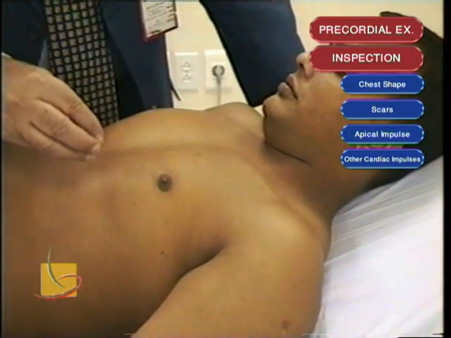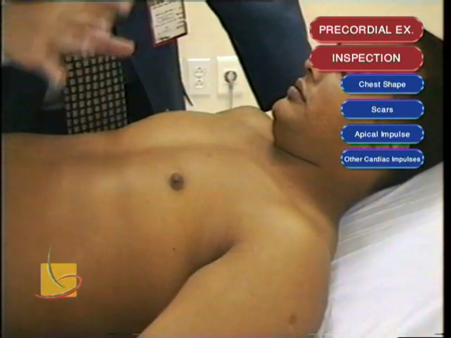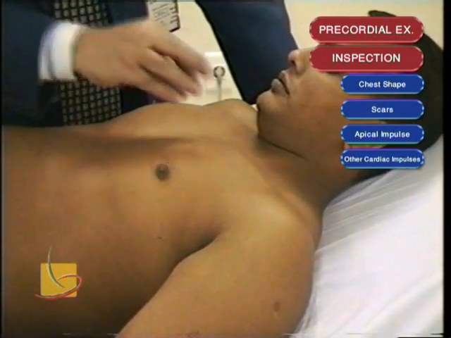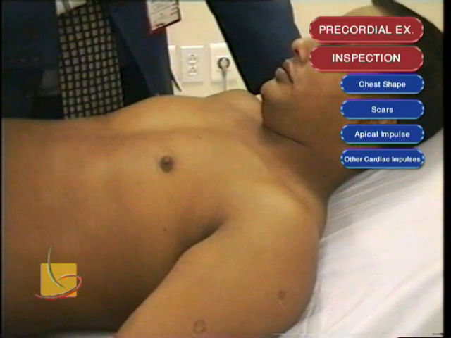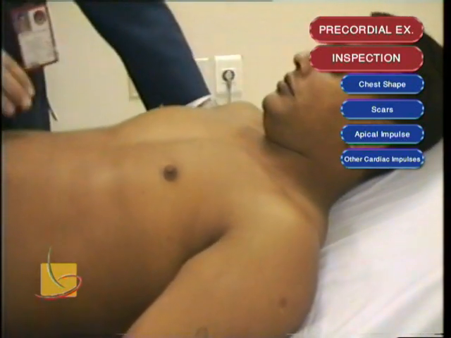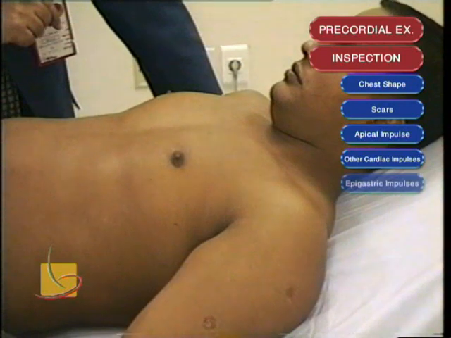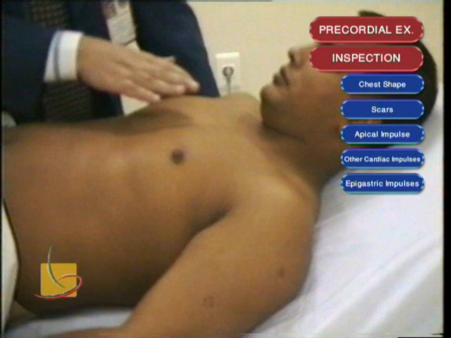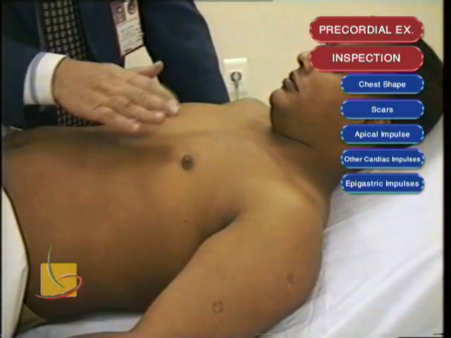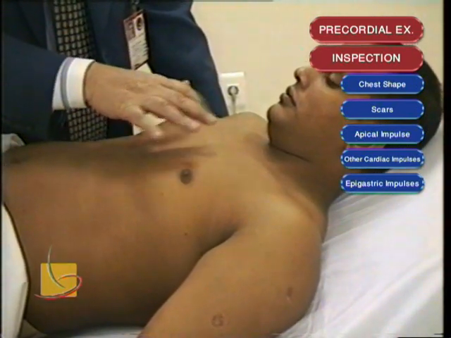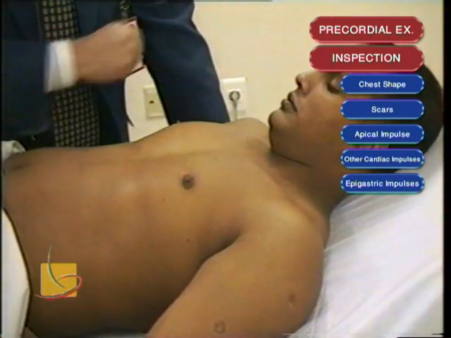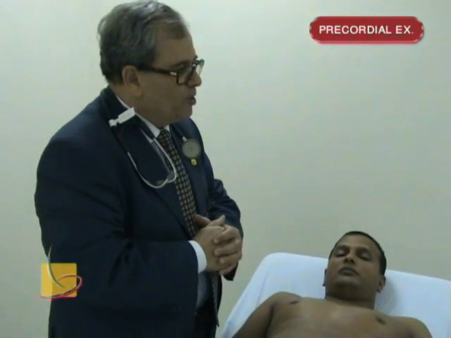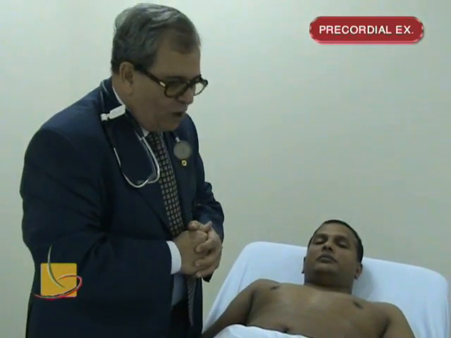Again, apical impulse and its rough position. Then left sternal border if there is any pulsation, pulmonary area if there is any pulsation, aortic area if there is any pulsation. Then we look at the epigastrium of the patient to see if there is any epigastric pulsation or not. I can't see any epigastric pulsation. I can't see any left parasternal pulsation. I can't see any pulmonary pulsation. I can't see any aortic pulsation. So this is the inspection of the pericardium and the inspection of the heart.